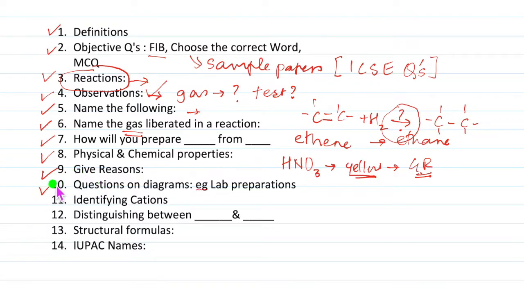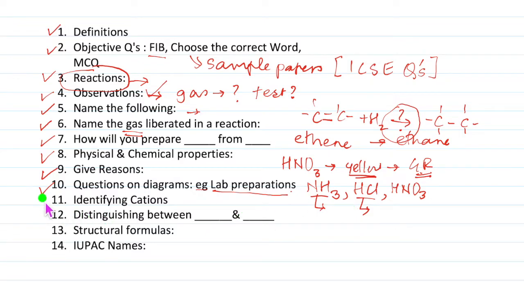Okay, then we come to the questions based on diagrams. For example, the laboratory preparations. Learn the laboratory preparations of all, that is ammonia, HCl, then we have HNO3. These compounds you have to know for the questions based on the diagrams. What are the reactants? What are the products? How is it collected? The gas, if it is ammonia gas, how is it collected? HCl gas, what property of ammonia you are using, what property of HCl you are using in collection of these gases.